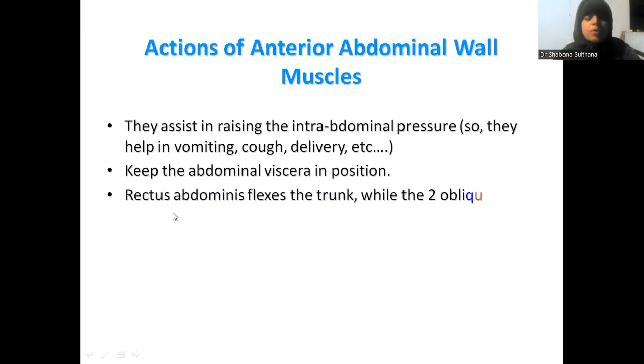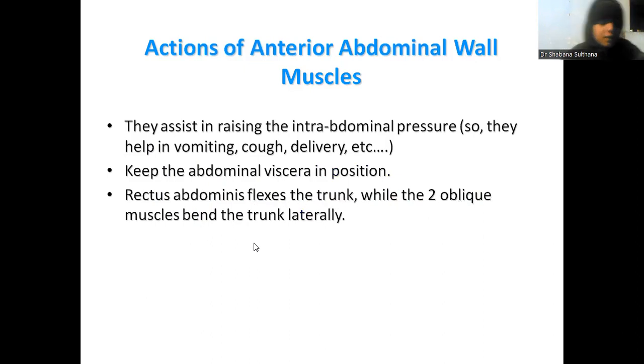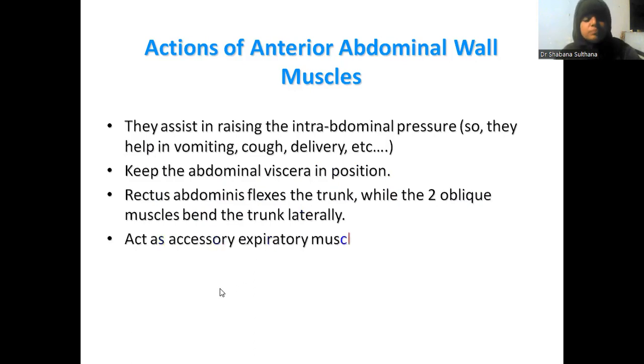So rectus abdominis flexes the trunk while the two oblique muscles bend the trunk laterally. So these are accessory expiratory muscles, all these muscles.